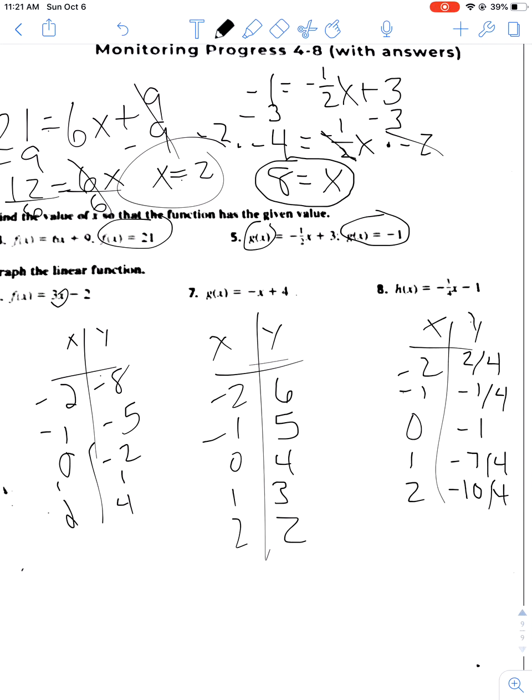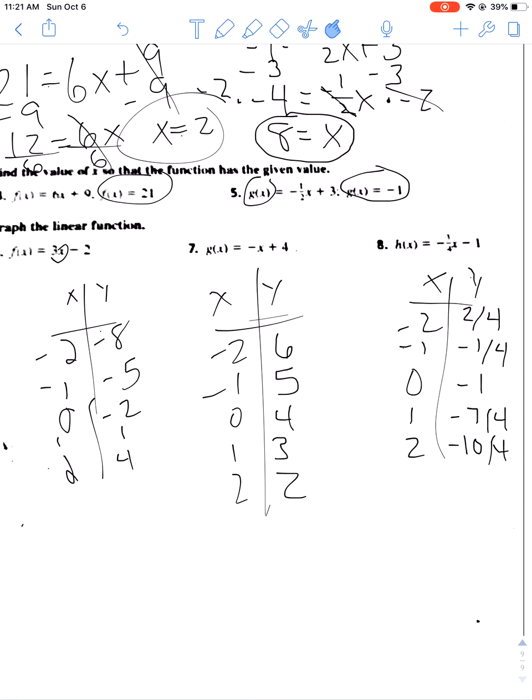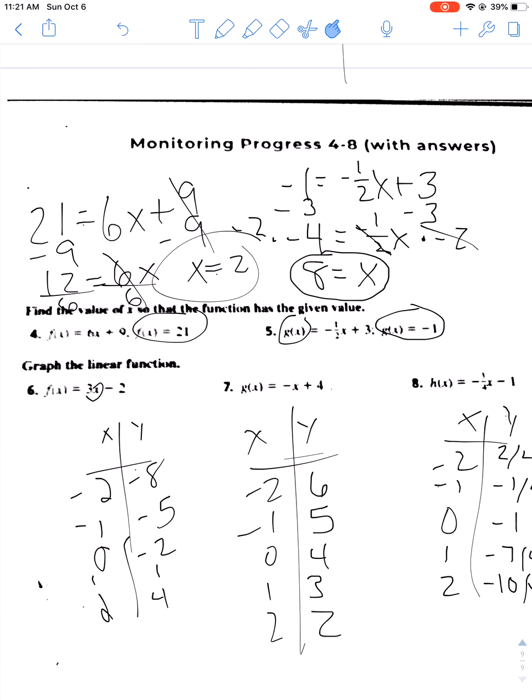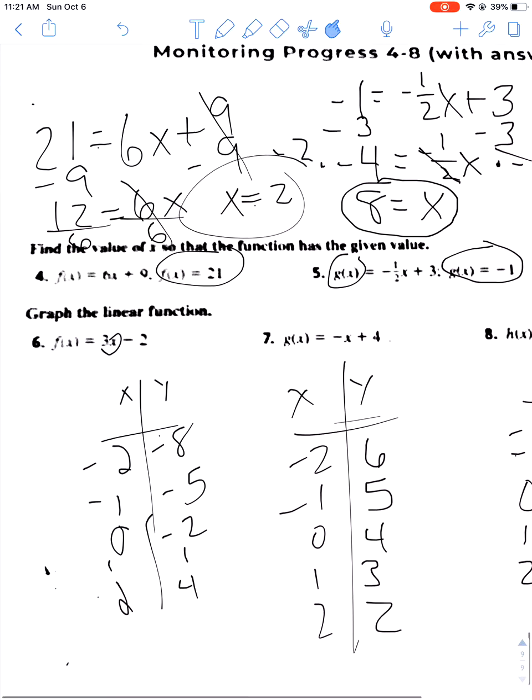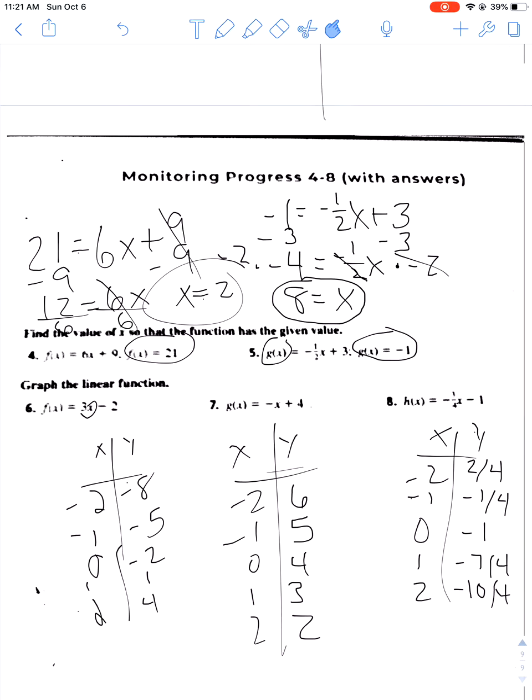I mean, you've been plotting points for a very long time, so hopefully you're pretty good at them. Other than that, I don't have much else to say. That should be everything you're needing. Be careful when it's an f of x, or if it gives you an x. Just look out for that. And otherwise, it's kind of just plugging in and solving and simplifying.